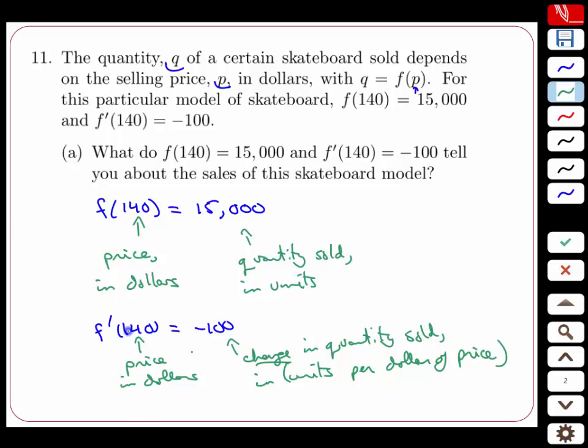What that means here is when the price is $140, for each dollar we raise the price, that's the per dollar of price, we're going to sell 100 fewer units. So we'd express that in English as, when the skateboards are selling at $140, each increase of $1 in price will reduce the sales by approximately 100 units or 100 skateboards.